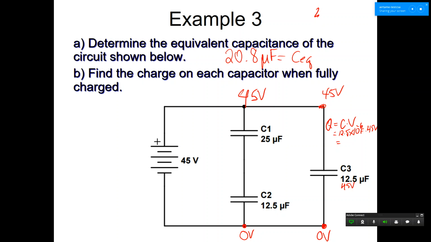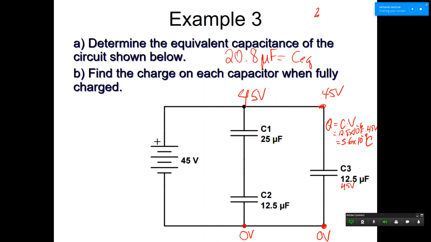Did you get an answer? How much? 5.6 times 10 to the negative 4 coulombs. Okay, perfect. We found the charge on C3.